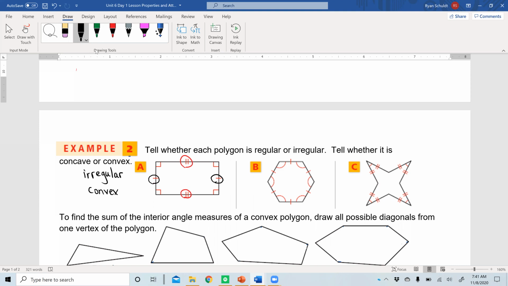Let's look at B. Let's see, all my sides are the same. All my angles are the same. So is this one regular or irregular? This is regular. Everything matches. If it's regular, it has to be what? Convex. Regular has to be convex.